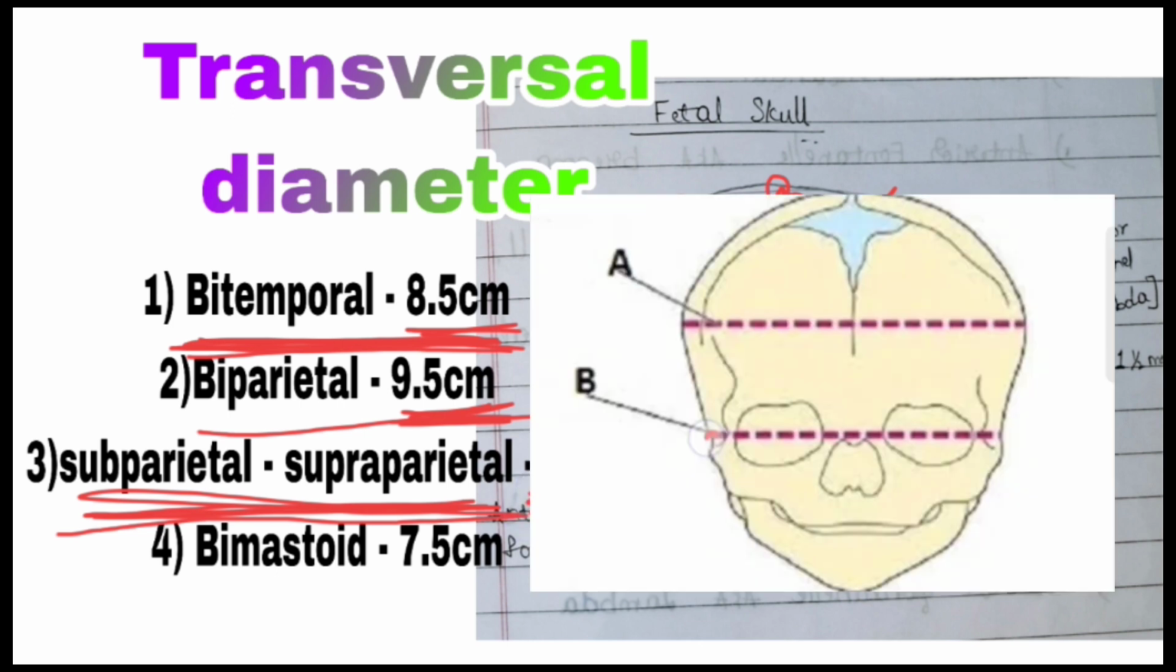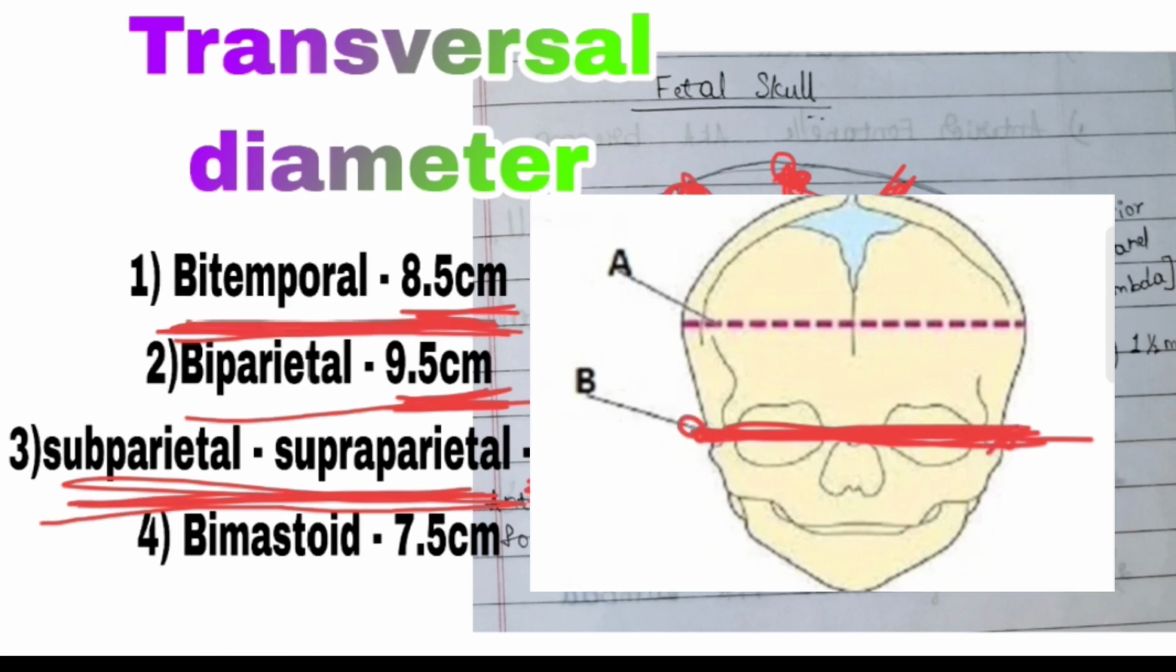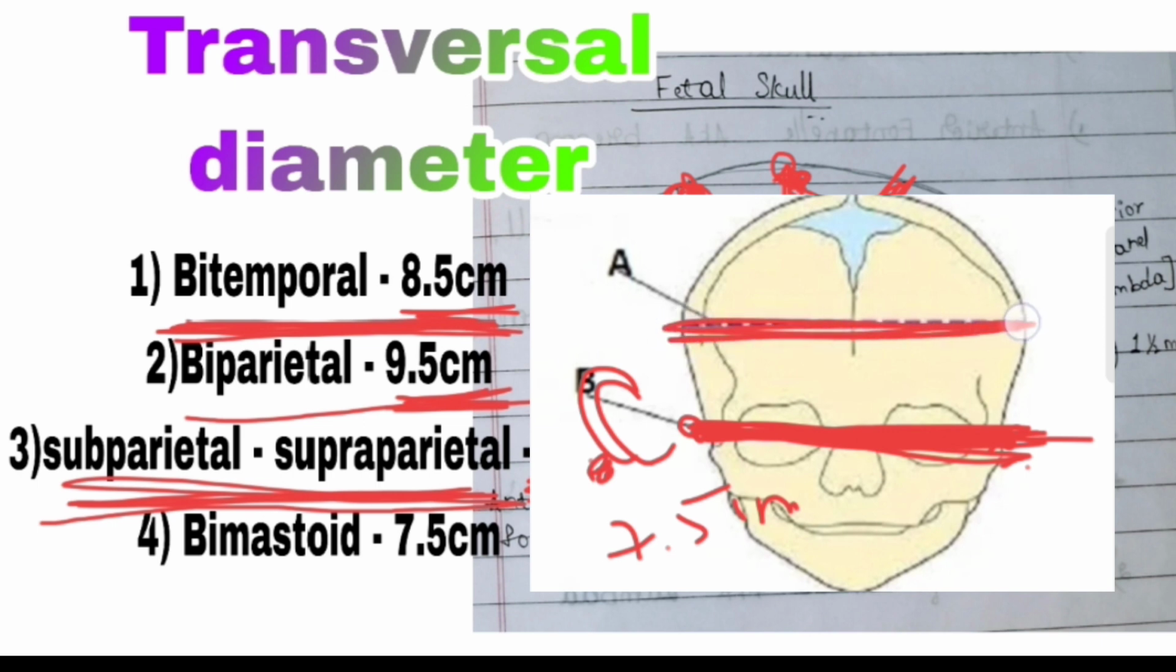And next, this diameter is known as the bimastoid diameter, and this connects both mastoid bones, which are present behind the ear lobes here. Okay, these two bones, this is the ear and this is the bone. These two bones are connected and form the bimastoid diameter and it's around 7.5 centimeters. And this is the bitemporal diameter, which you saw already. These are the diameters of the fetal skull.